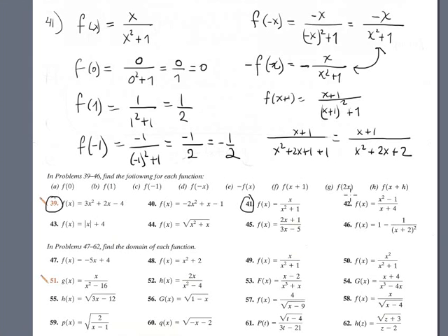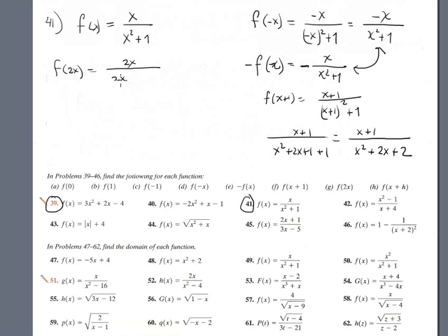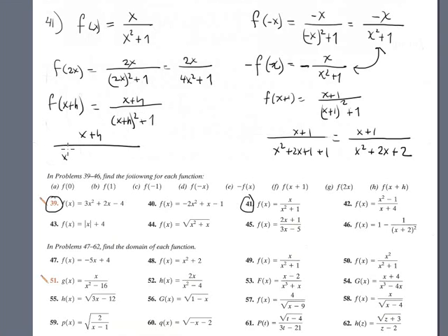Well, no, not the answer. You need to evaluate 2 more cases. Okay, let me erase this part. Okay, f evaluated at 2x. Replace: 2x over 2x squared plus 1. This is 2x over, and this is 4x squared plus 1. And finally, f evaluated at x plus h is equal to x plus h over x plus h squared plus 1. So in the top stays x plus h, in the bottom we expand: this is x squared plus 2xh plus h squared plus 1. And this is that.